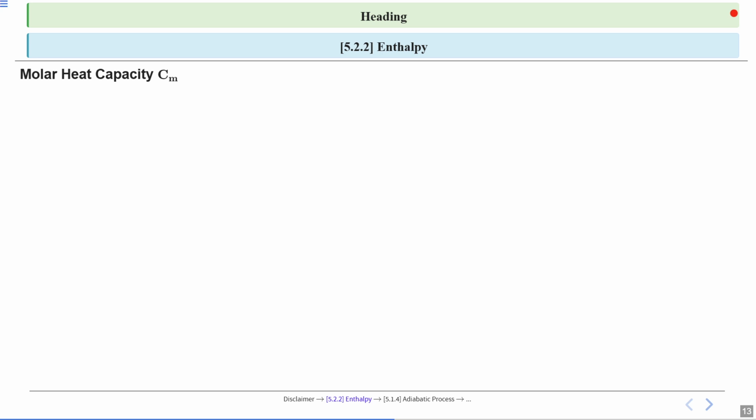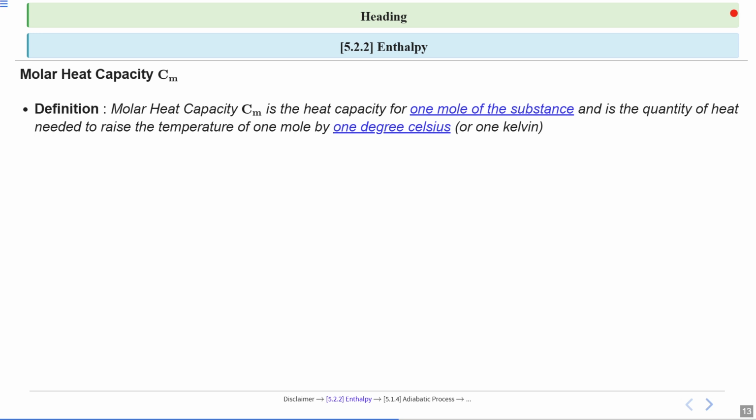Now let us specify this thing. First is the molar heat capacity. What is molar heat capacity? In the previous case, we said that we have to raise the temperature for a given amount of substance. Now we are defining that amount. It is the amount of heat that you will need to raise the temperature of a given body by 1 degree Celsius, whose number of moles is 1.